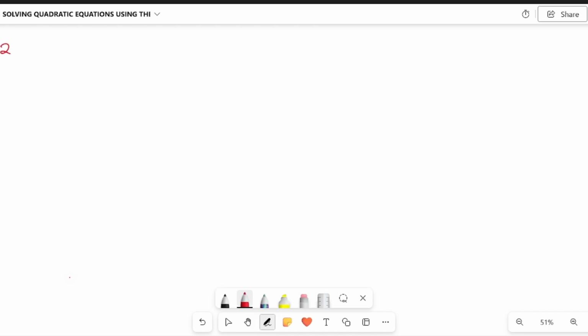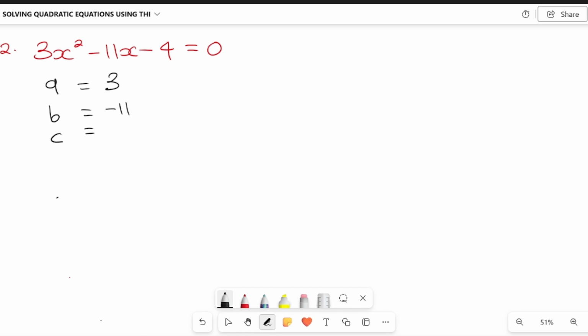In this example 2, we'll work out 3x squared minus 11x minus 4 equals 0. Now, as always, the first step is to find the values of a, b, and c. Feel free to pause the video to try and see if you can get the values of the three coefficients. Now, the value of a is 3, the value of b is negative 11, and the value of c is negative 4. We now want to place these in our quadratic equation formula.